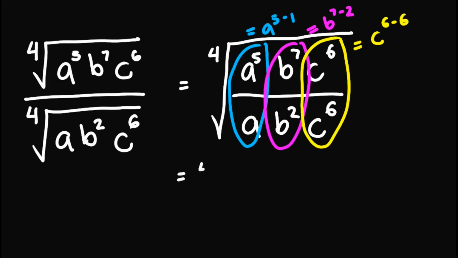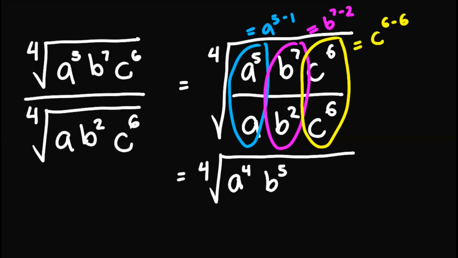So this one is equal to the fourth root of a raised to 5 minus 1, which is a raised to 4. B raised to 7 minus 2 is b raised to 5. C raised to 6 minus 6 is c raised to 0, which is simply times 1. So we can remove that 1 out here. And so we have this one.